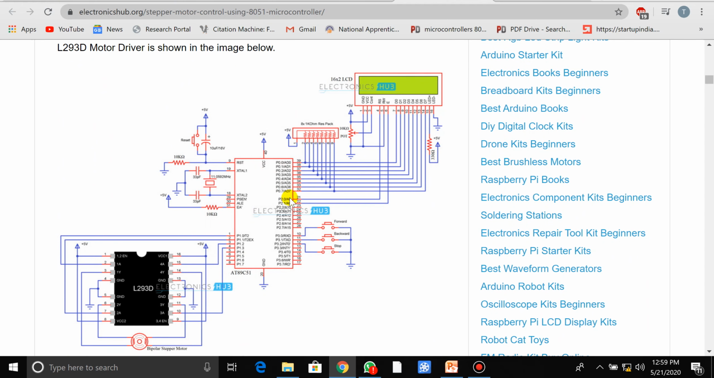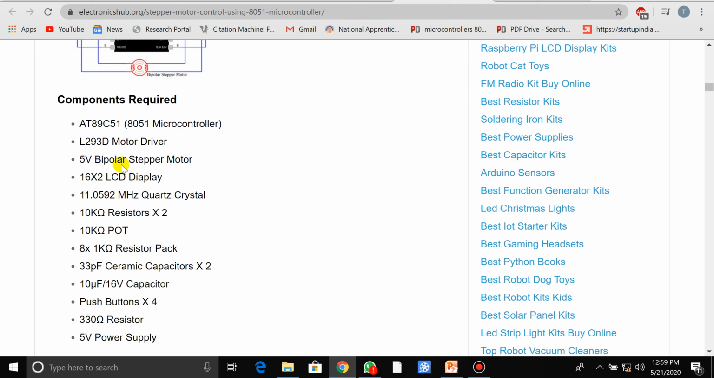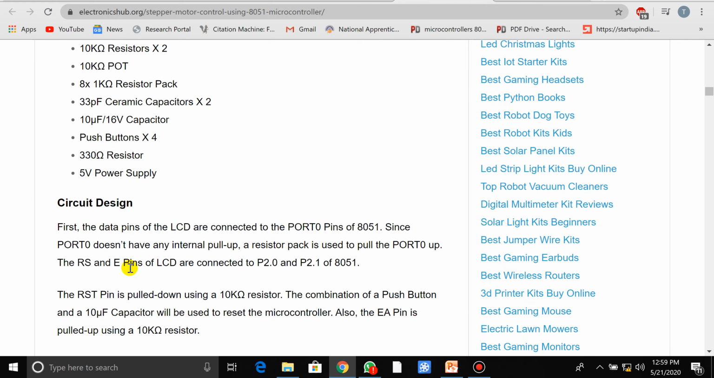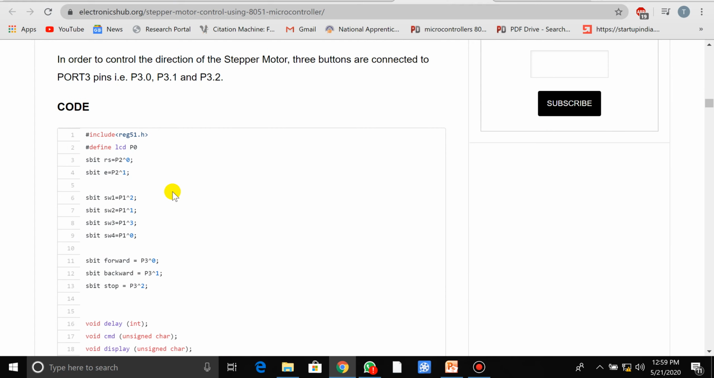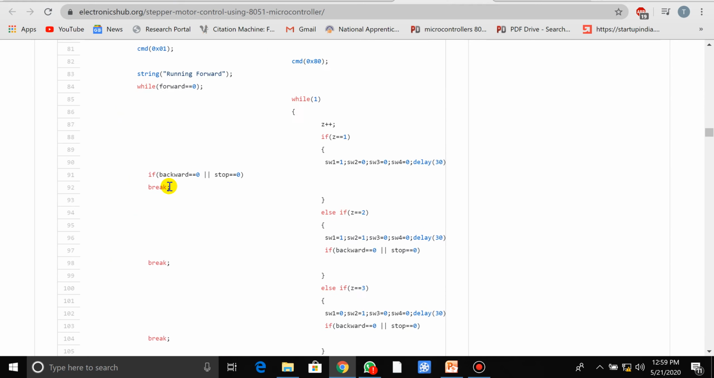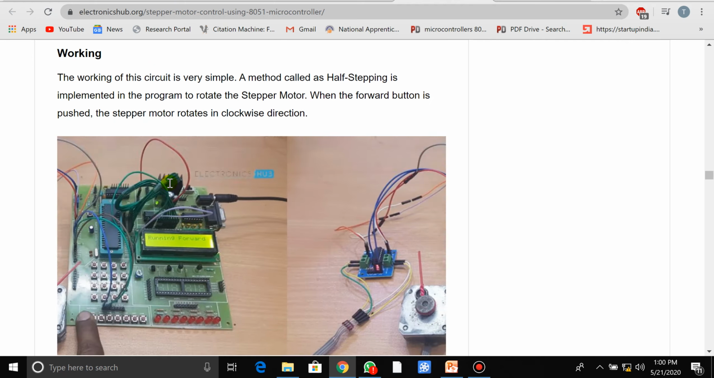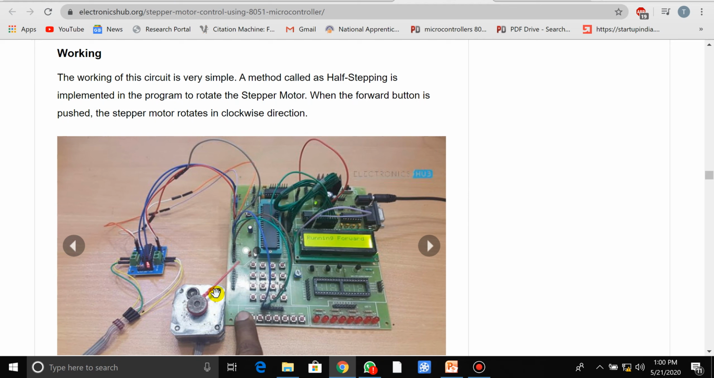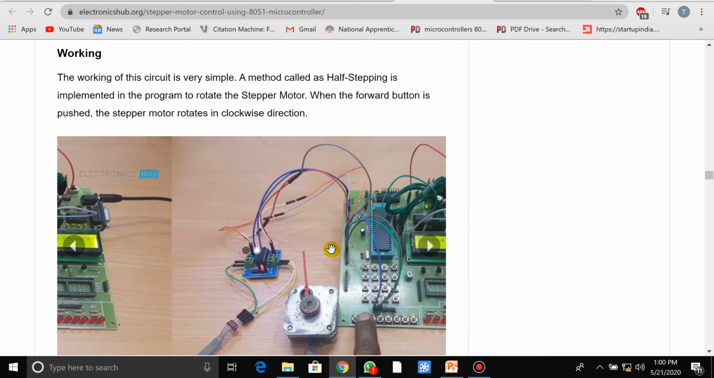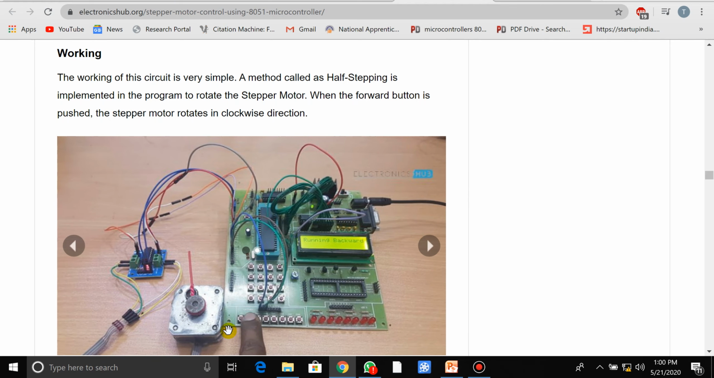This is an LCD display, the microcontroller, this is a stepper motor, and this is a motor driver. These are the components which we require. The same code you can refer to is what we are using for the lab. This is C code, but we have done it in assembly language. You can see the working, how it is going to rotate. See, it is rotating clockwise, running forward, and running backward means anti-clockwise.